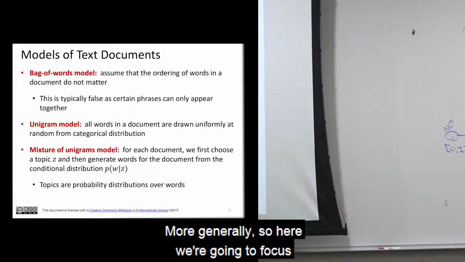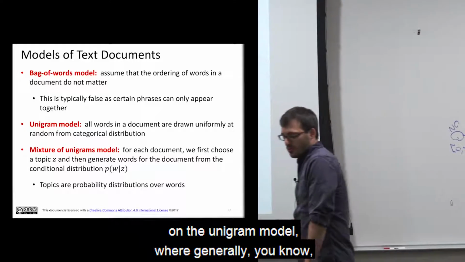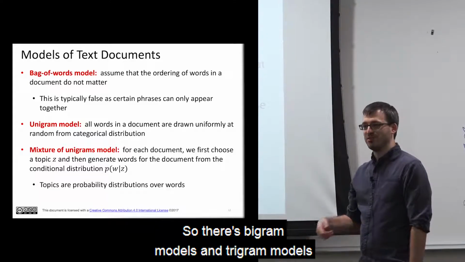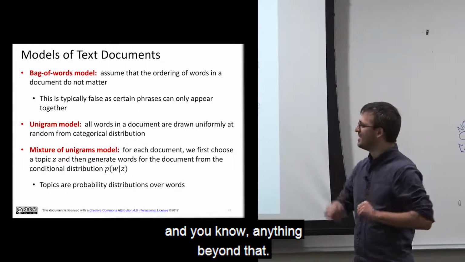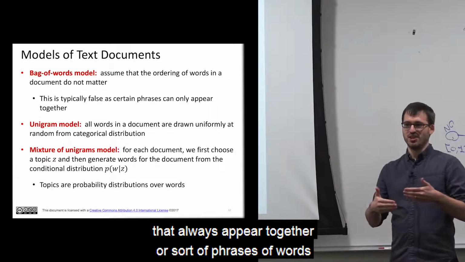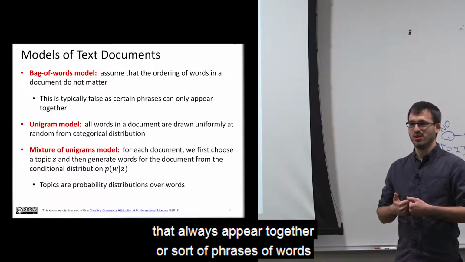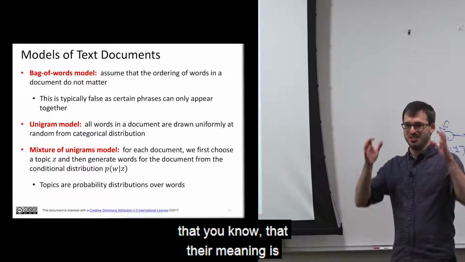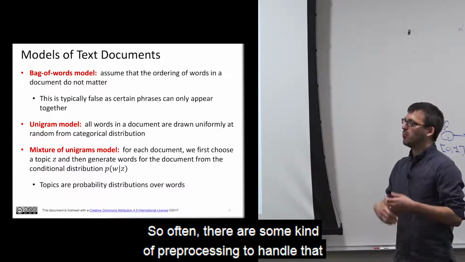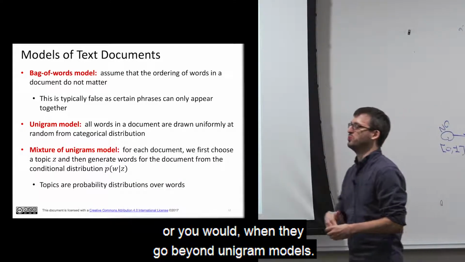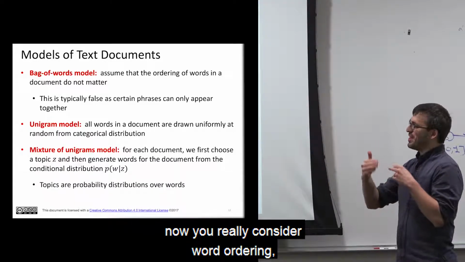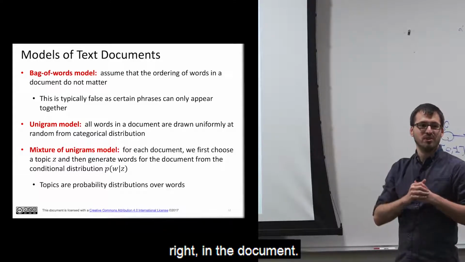Here we're going to focus on the unigram model. More generally, LDA can be applied to more than just single words. There are bigram models and trigram models, and you can go up beyond that. There are good reasons to consider these other models. For example, there are some words that always appear together, phrases whose meaning as a whole is very different from their individual parts. So often there's some kind of pre-processing to handle that, or you want to go beyond unigram models. As you go beyond unigram, though, you now really consider word ordering in the document.